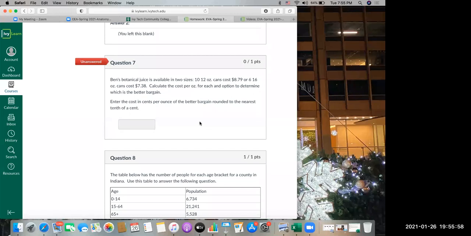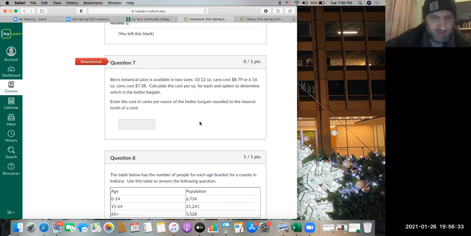For number 7, it was different. It was a different problem. It wasn't this one. I can't remember, but I have the numbers. But what I did was, what was it? Cost over ounces, right? Calculate the cost per ounce. So yes, you put the cost on top, you put the ounces on the bottom.